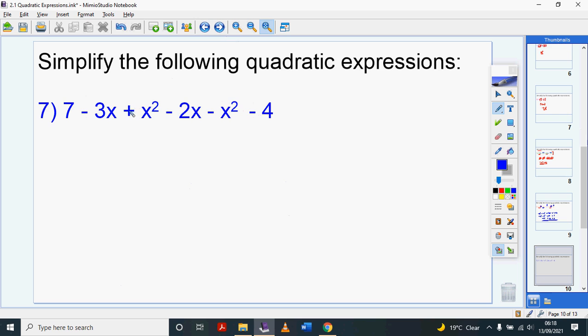Next one, again, look for like terms. 7 is a constant number, 4 is a constant number. So those ones will combine. And actually, at some stage, you'll get so good at this that you'll start doing it in your head, and you just tell yourself, well, this is a positive 7, and that's a negative 4. So 7 minus 4 is just 3. And you say, I've finished taking care of those ones.